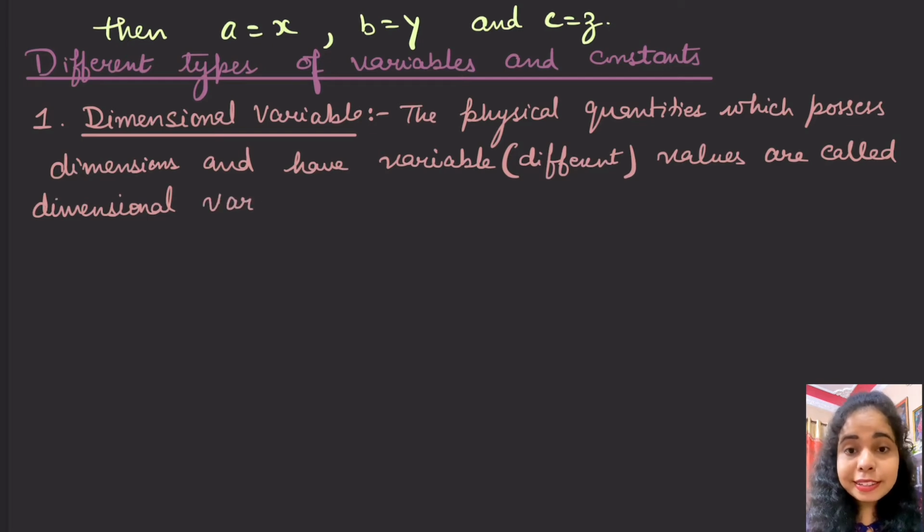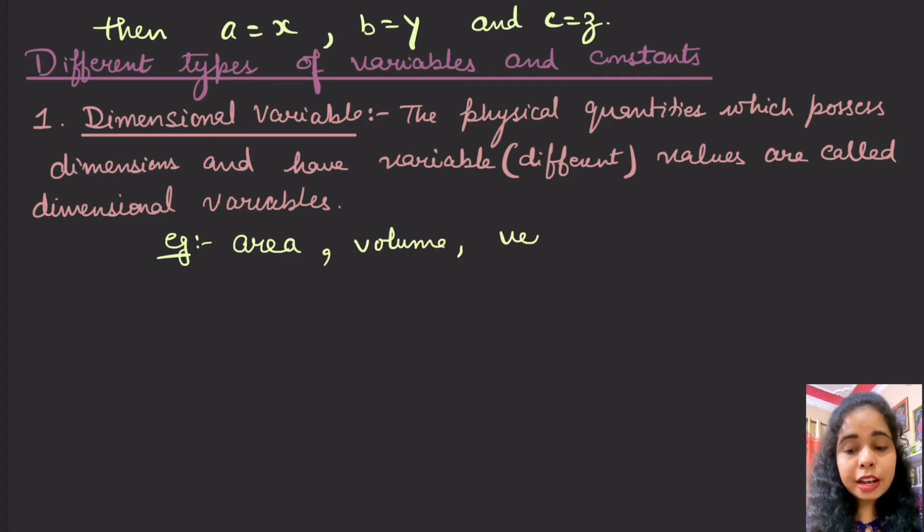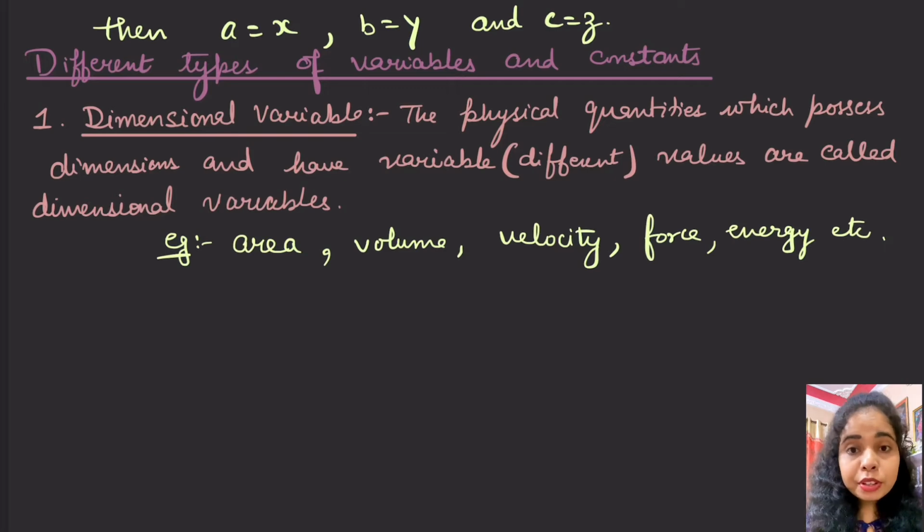So such kind of quantities like area, if we talk about the area of a room, it will be different. We talk about the area of a park, it will be a different quantity. So that means the value of area is different in different cases, but always area has a dimension. So such kind of physical quantity is a dimensional variable. Similarly, volume of different vessels is different. There are some containers which can carry up to 2 liters, there are other containers which can carry up to 5 liters. So therefore volume varies from container to container.